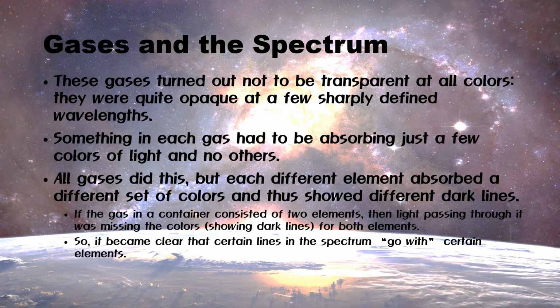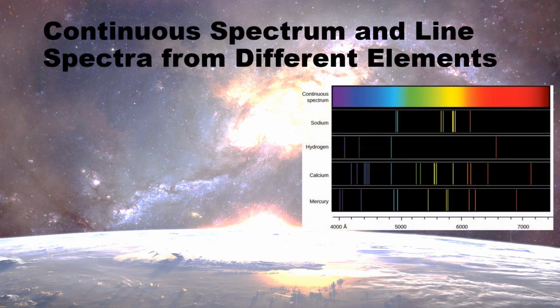So if the gas and container consisted of two elements, let's say oxygen and maybe carbon dioxide, then the light passing through it was missing those appropriate colors, showing the dark lines for both elements. So it became clear that certain lines in the spectrum go with certain elements. And so here is another example of a continuous spectrum and line spectrum of different elements. We have sodium, we have hydrogen, calcium, and mercury.